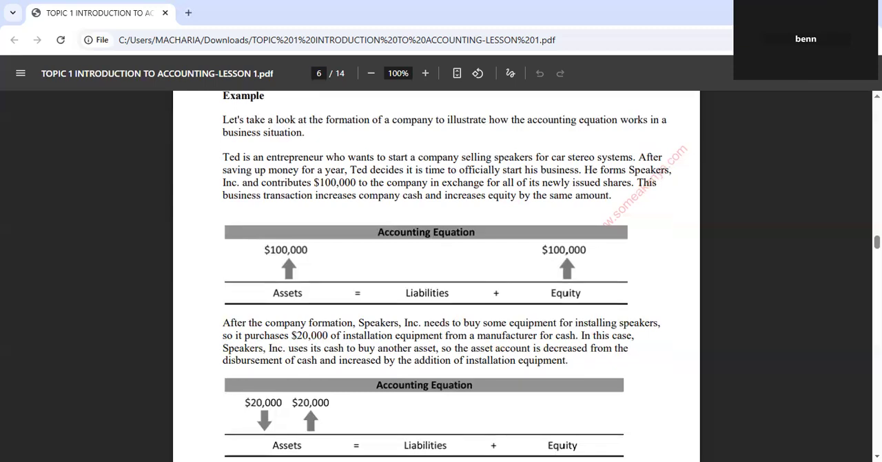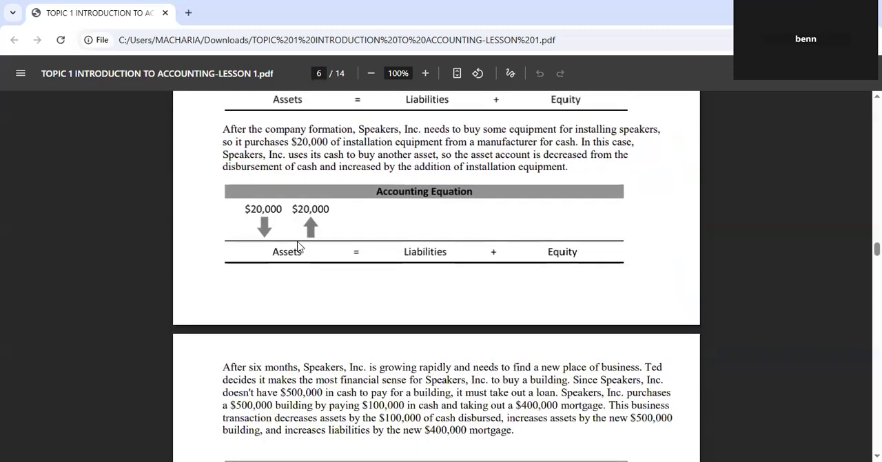So in this case, we are saying assets, which is $100,000, will reduce by $20,000, but speakers come in which have the same amount. So the total assets still remain $100,000. The only thing which has reduced is cash, which was $100,000, now it's $80,000, but you have bought speakers.